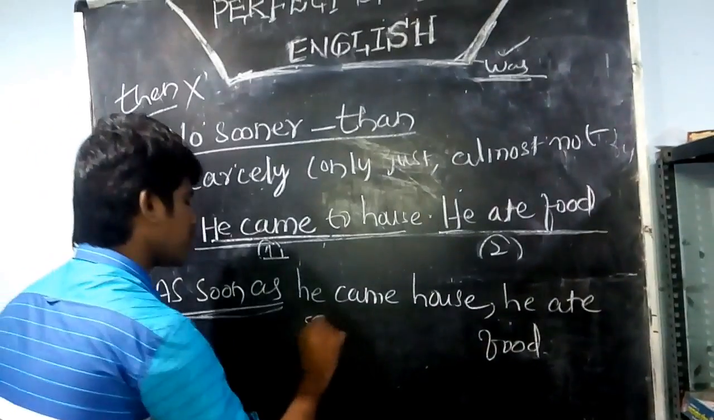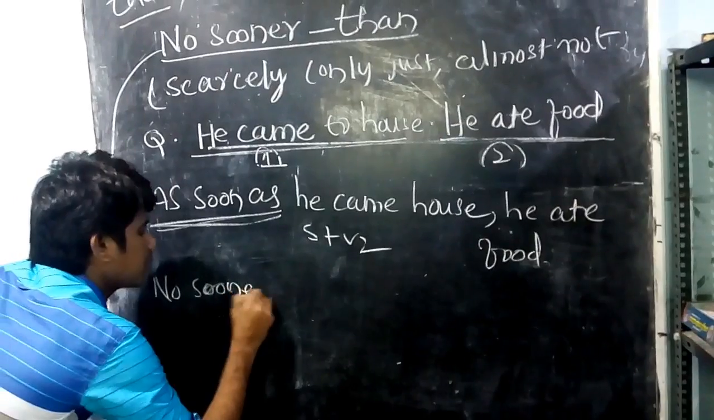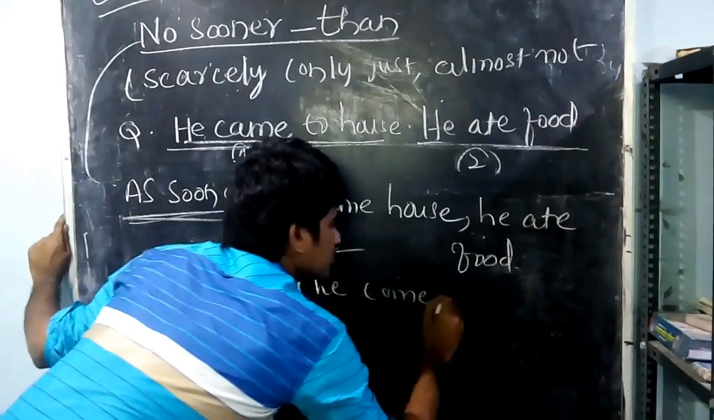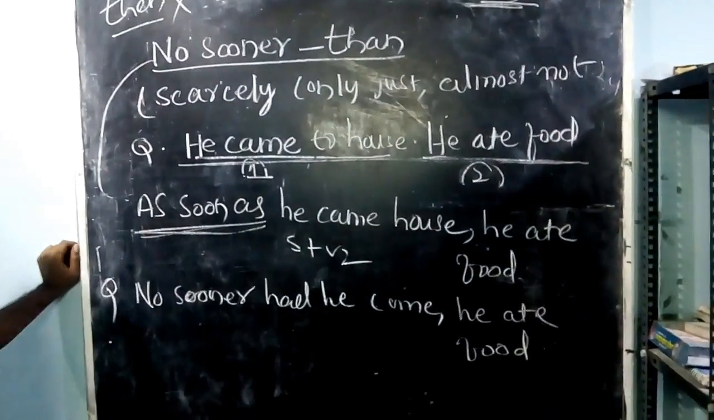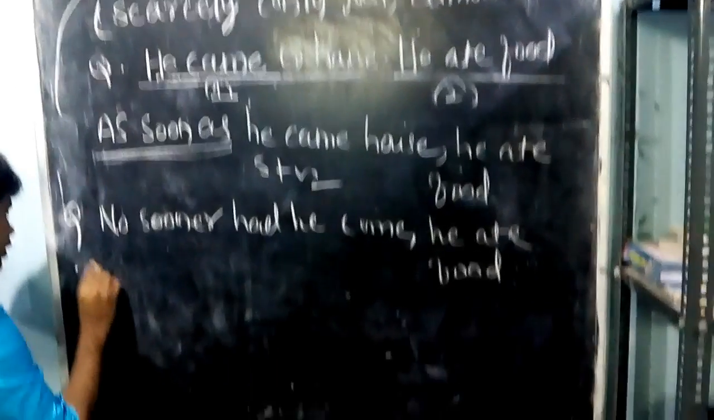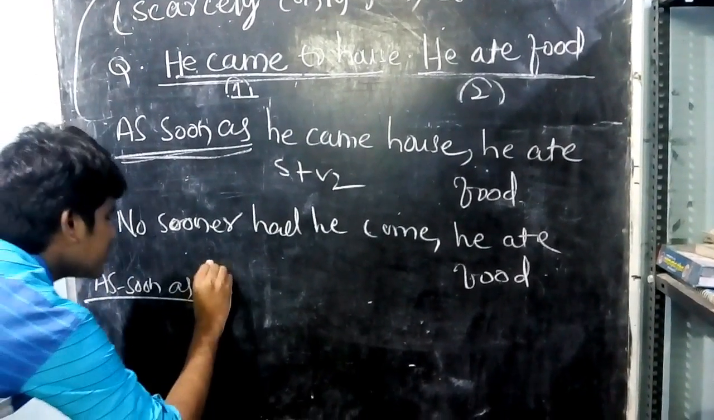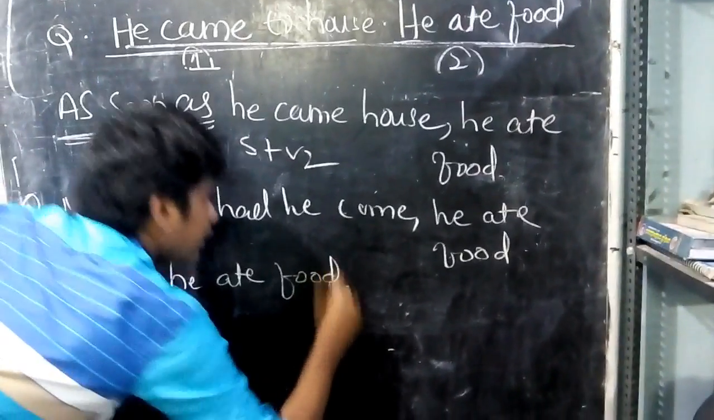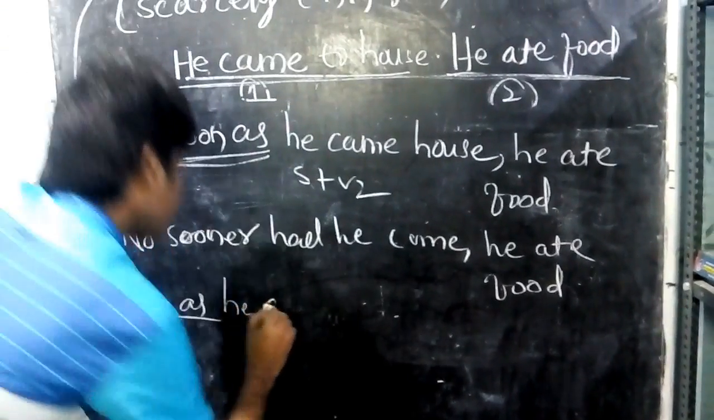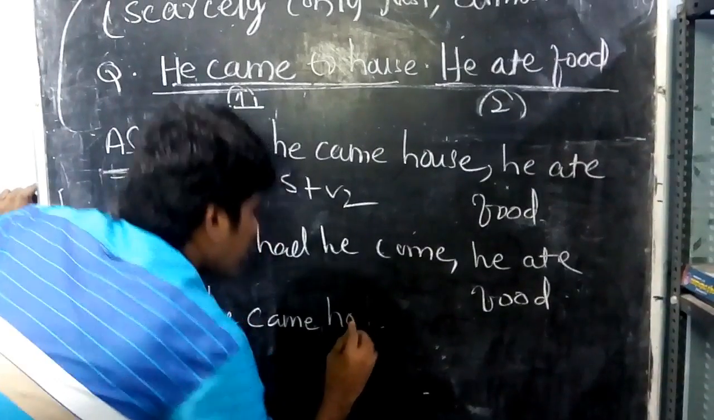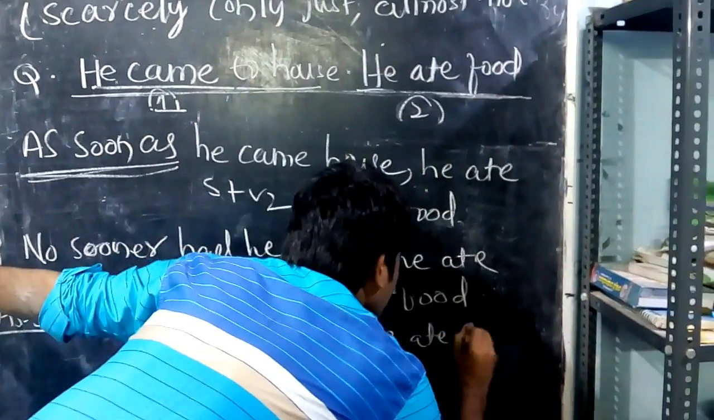So when you are writing as soon as, subject plus verb 2 must be used, but you should not use had here. For example, if this is given as the question: no sooner had he come, he ate food, then here use as soon as. As soon as he came to house, he ate food.